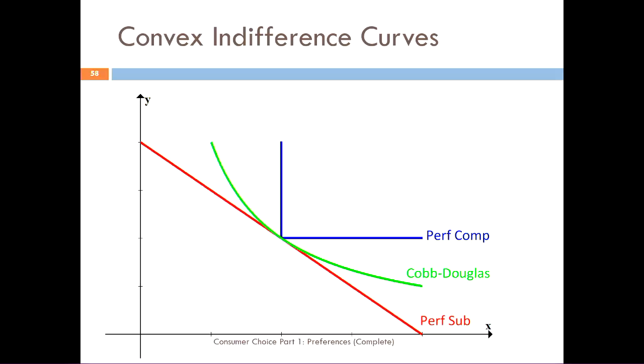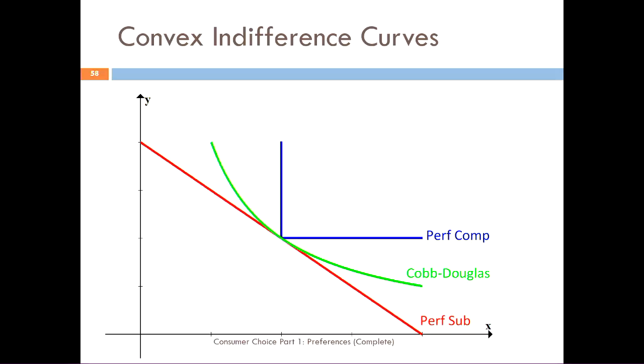Start off with the Cobb-Douglas. Take any 2 points, as we said, on the green curve. Draw a straight line between them. All those points in between lie above the indifference curve. So it's actually a strictly convex indifference curve. You can do that for any 2 points on that green curve. Right, so Cobb-Douglas is a strictly convex indifference curve. But the other two are convex but not strictly convex.